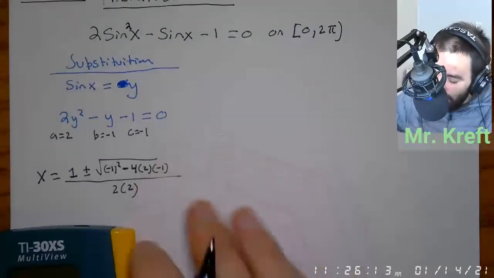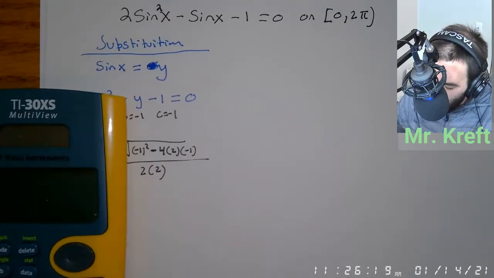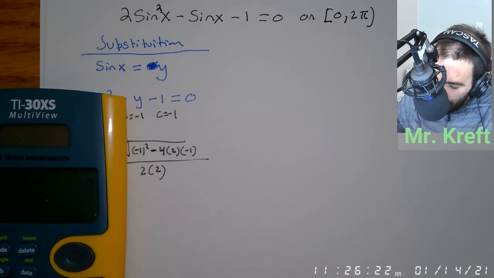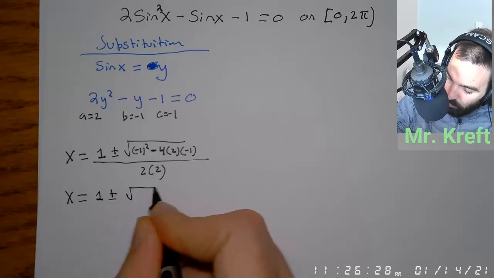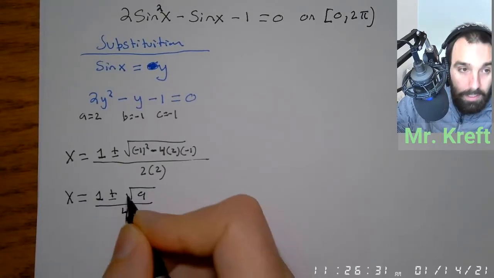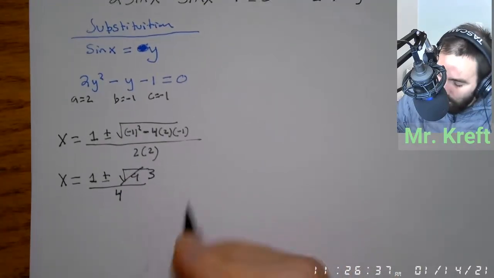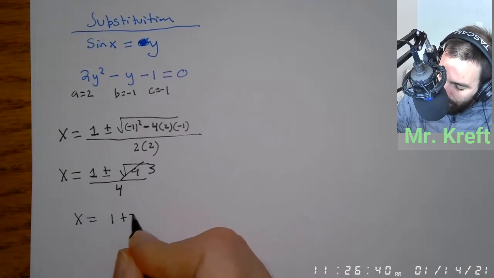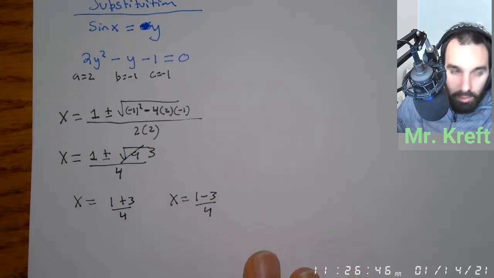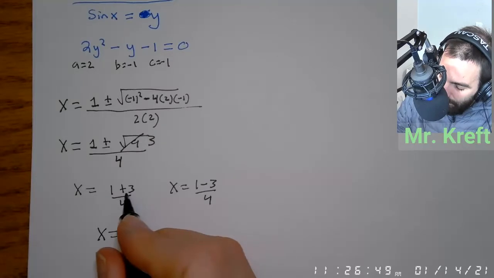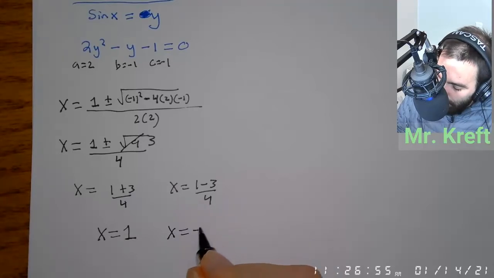So always do the discriminant first, right? The discriminant is inside there. I happen to know negative 1 squared is 1. So it's 1 minus 4 times 2 times negative 1. So I get positive 9. So I get x equals 1 plus or minus square root of 9 over 2 times 2 is 4. Well, I happen to know the square root of 9 is 3. So I get x equals 1 plus 3 over 4 and x equals 1 minus 3 over 4. So what are our answers? We get x equals, that's 4, so 1. And 1 minus 3 is negative 2, so this is negative 1/2.